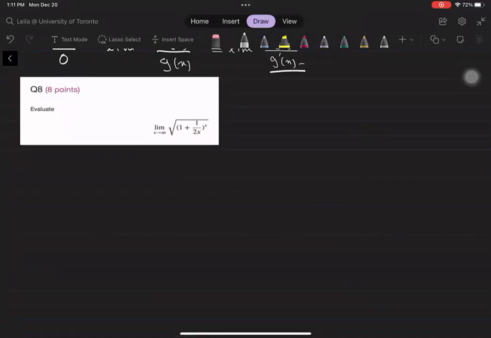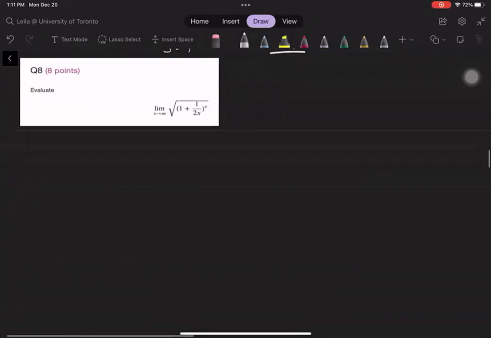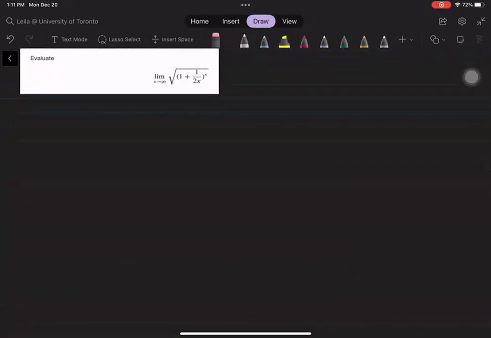Yeah, you can use the limit. Okay, so for this question, well, the square root is just like having power of 1/2, right? So that would make it easier. So here we have 1 plus 2x to the power of x/2.